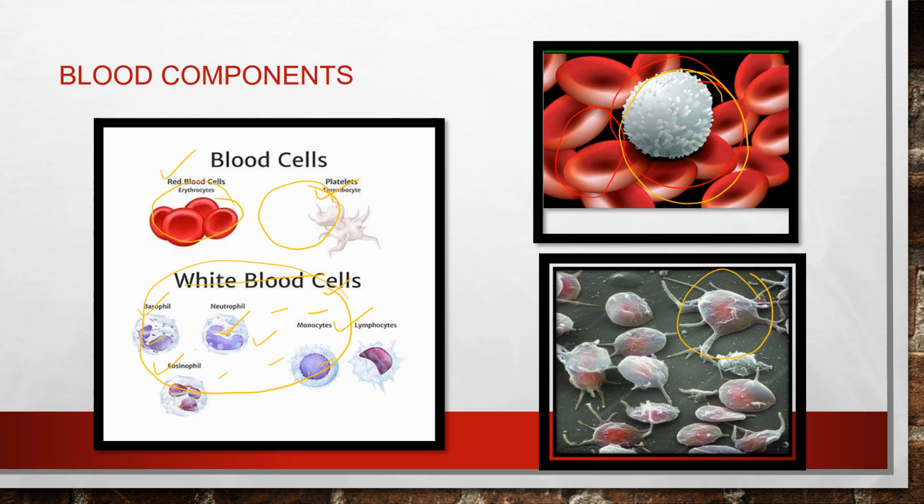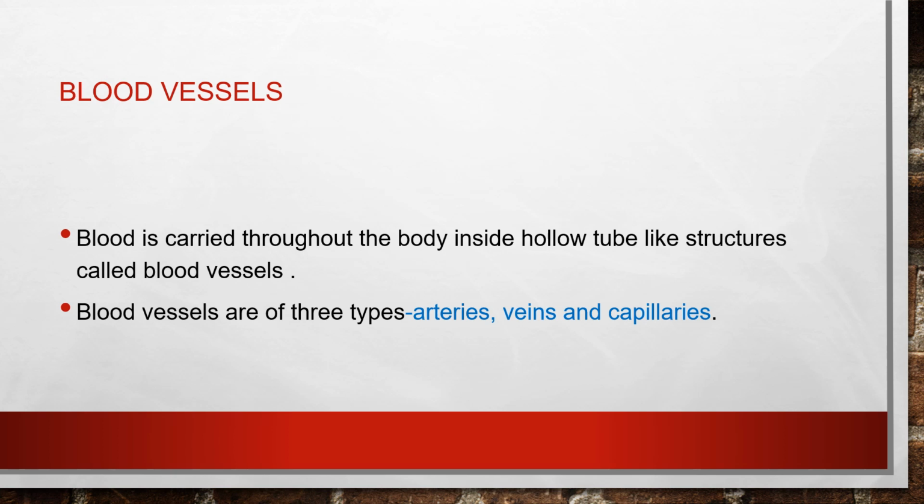Now we will move on to the blood vessels. So what are the blood vessels? Blood is carried throughout the body inside hollow tube-like structures called blood vessels. Blood vessels are of three types: arteries, veins, and capillaries. Just as a pipe in a building carries water throughout the building, in our body the hollow tube-like structures work as pipelines.